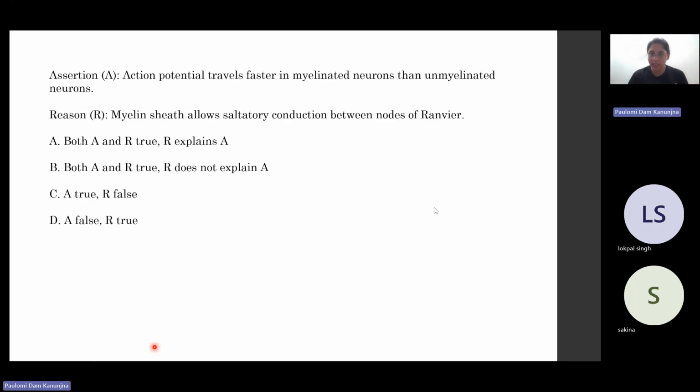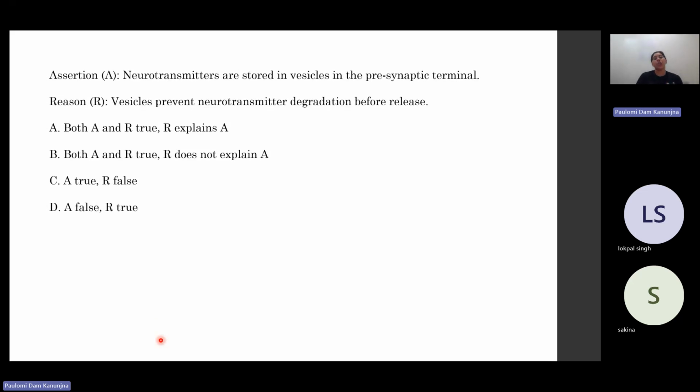Right. So A, right? We have done this already. So the difference between the first and the second one was just the use of words interchangeably. Okay. Next, neurotransmitters are stored in vesicles in the presynaptic terminal. Vesicles prevent neurotransmitter degradation before release.